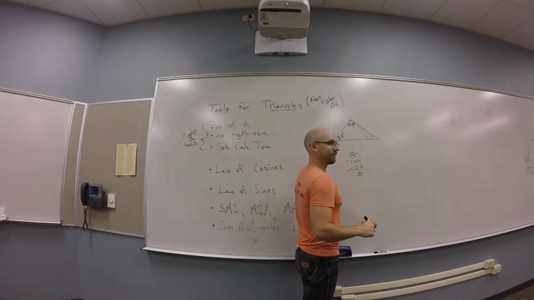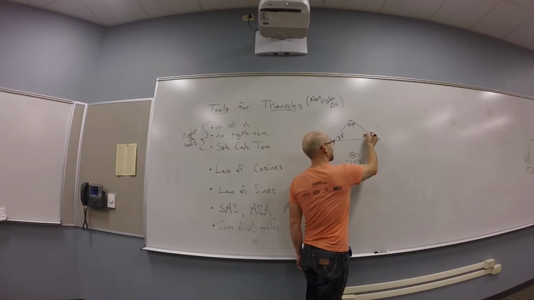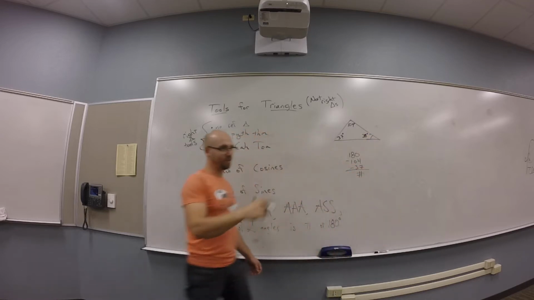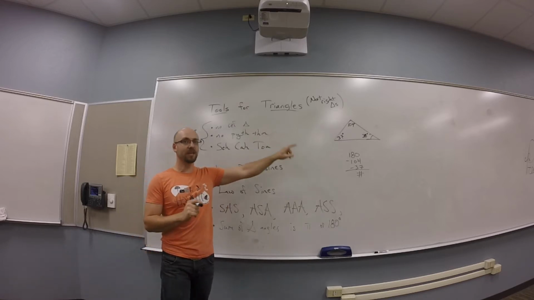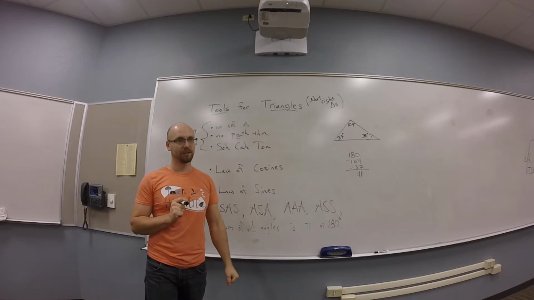Oh, you put your minus 39. 37. I did not look. 39. I am crazy. Okay, so we got 39 degrees, or whatever. My question is, do you know this triangle uniquely given these three angles?